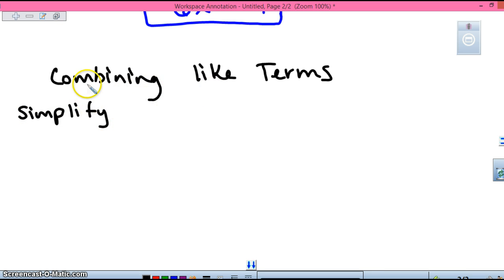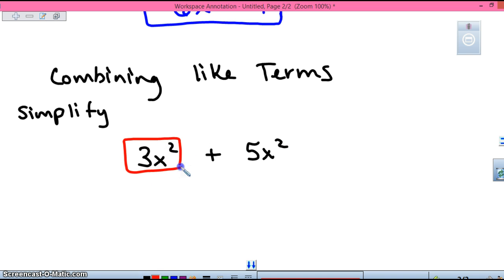We're combining like terms and we have to simplify the expression 3x squared plus 5x squared. These terms are like terms because they both have the same variable and the same exponent. That means we can add their coefficients. The coefficients are the numbers in front of the variable. That means we're adding 3 and 5. 3 plus 5 is 8x squared.